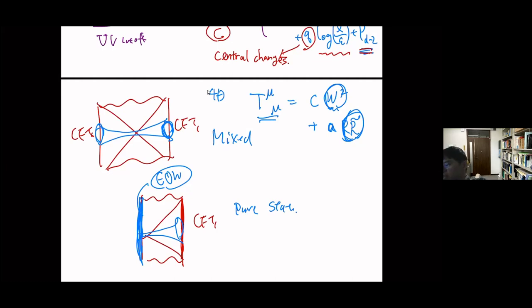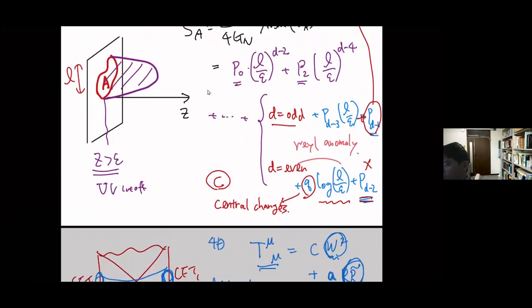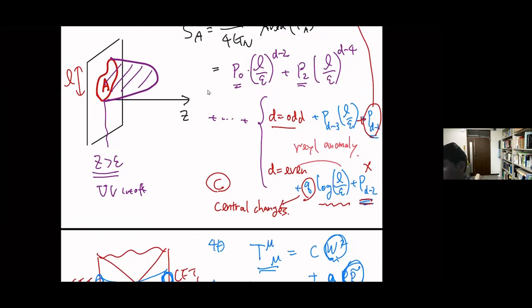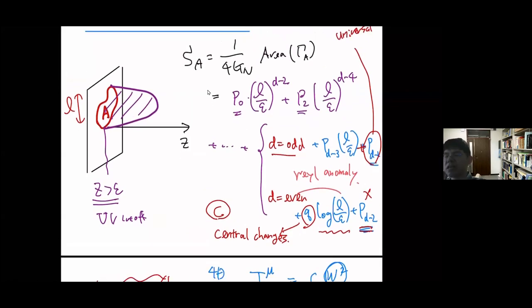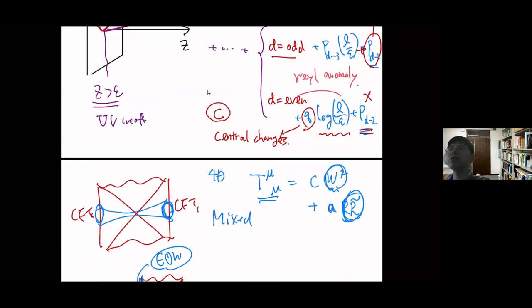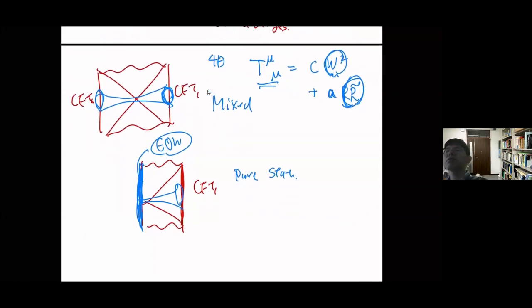But instead we can define some constant, which is called the F quantity. It's just the free energy, basically. You can think of it as the partition function on a sphere. And that has nice properties like monotonicity under RG flow, as in the C theorem in even dimensional conformal field theory.